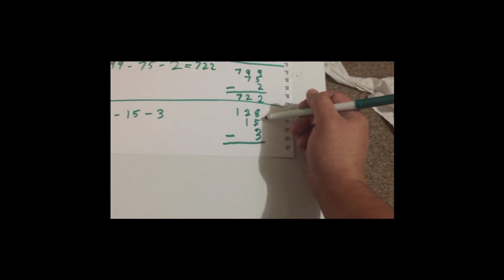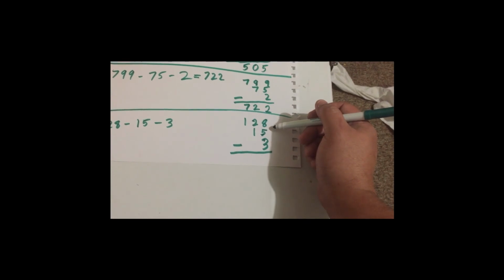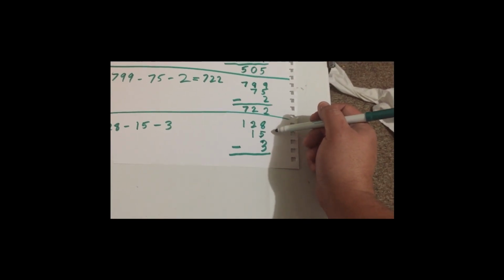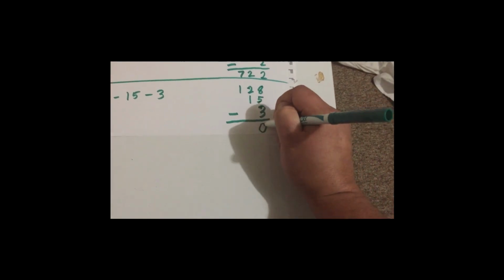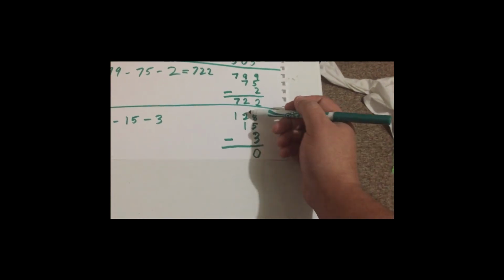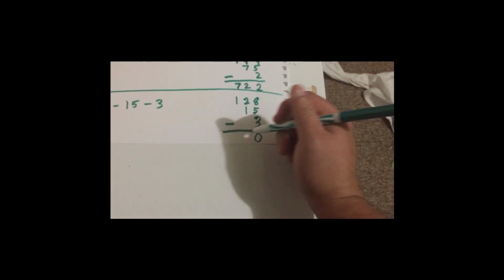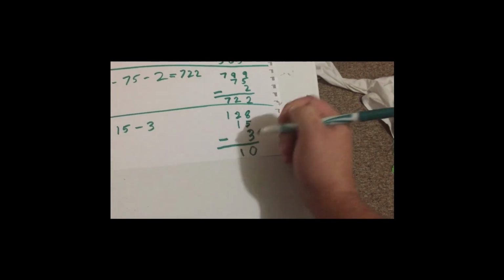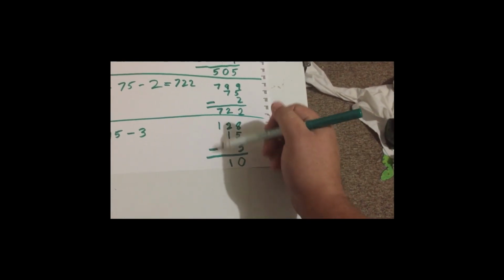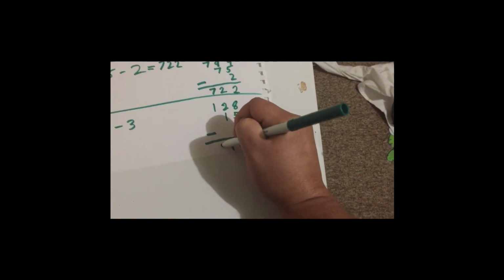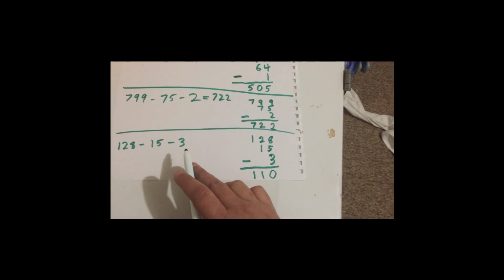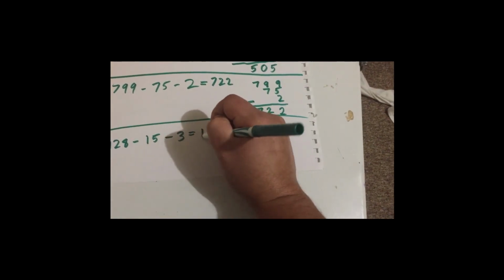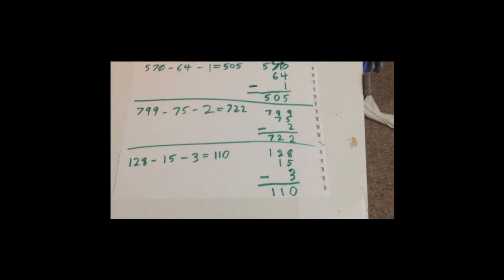So 8 minus 5 is what? You take 5 away from 8, that's 3, right? So 8 minus 5 is 3. And that 3 minus 3 is 0. And then we take the 2 minus 1. Well, that's just plain old 1. And then the 1, well, it has nothing to minus, so 1. So the answer here is 110. So 128 minus 15 minus 3 is 110. And there you have it.